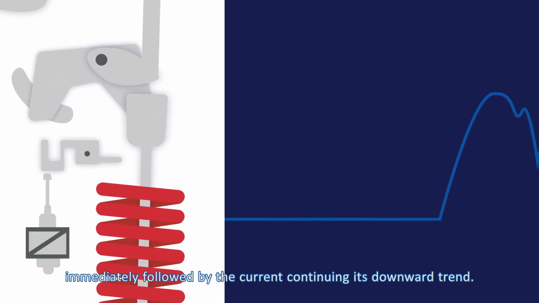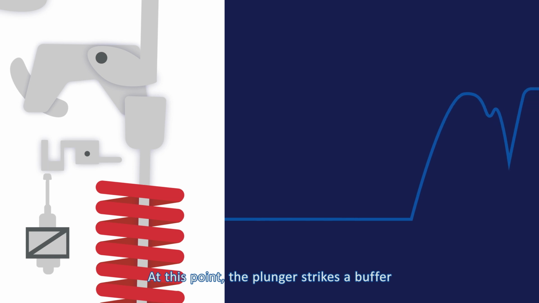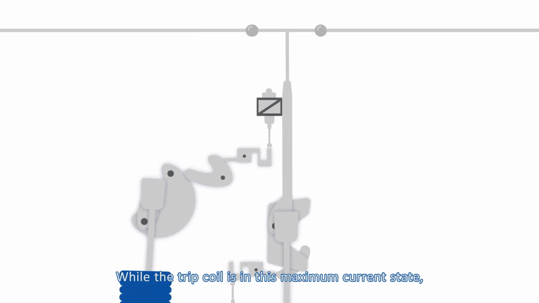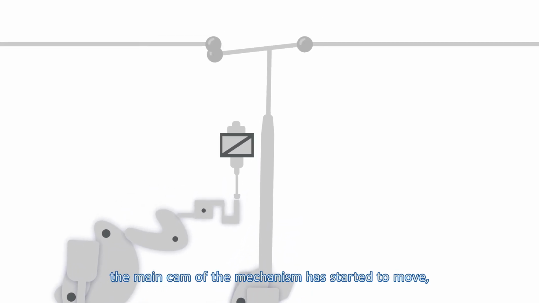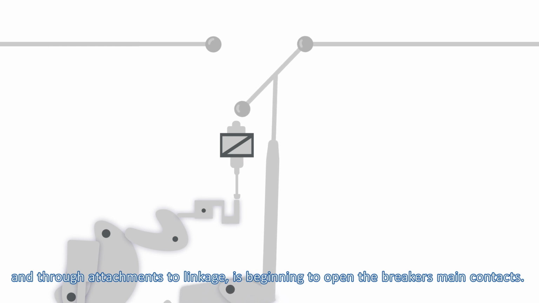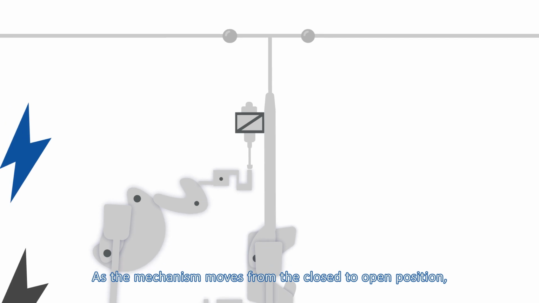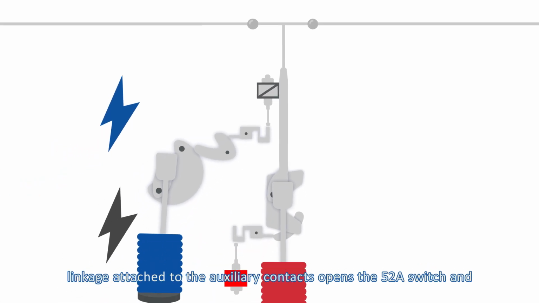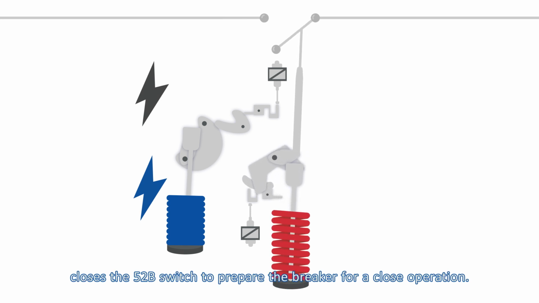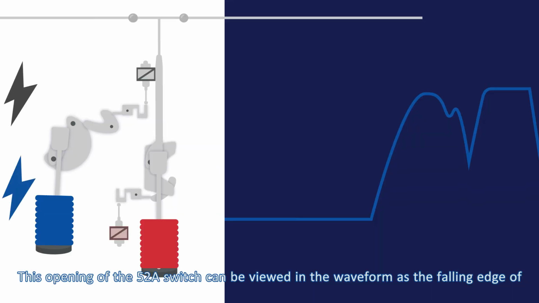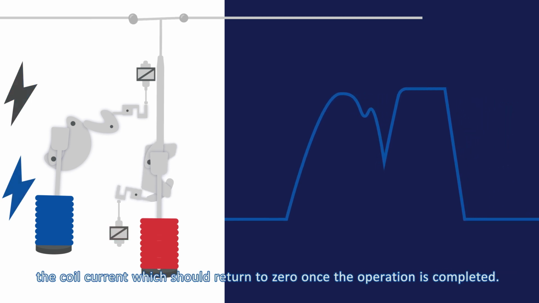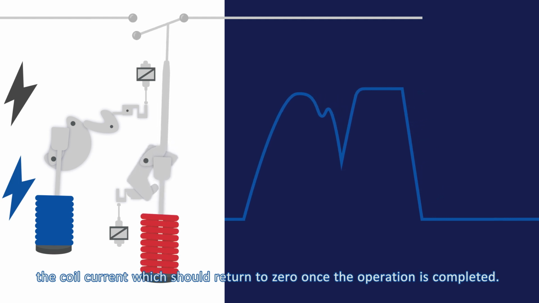continuing its downward trend. At this point, the plunger strikes a buffer and begins to rise until maximum current is achieved. While the trip coil is in this maximum current state, the main cam of the mechanism has started to move, and through attachments to linkage, is beginning to open the breaker's main contacts. As the mechanism moves from the closed to open position, linkage attached to the auxiliary contacts opens the 52A switch and closes the 52B switch to prepare the breaker for a close operation. This opening of the 52A switch can be viewed in the waveform as the falling edge of the coil current, which should return to zero once the operation is completed.